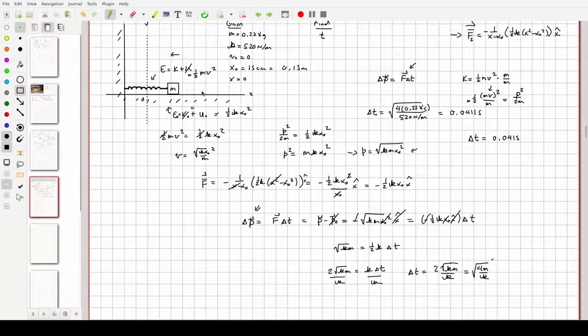There you go. Okay. So a little more convoluted, sure, but impulse is a nice thing.